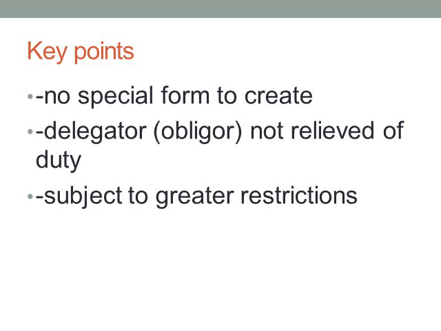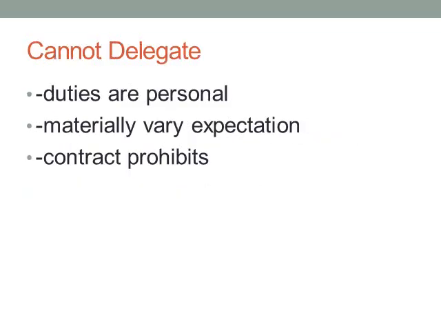So let's talk about some examples. Actually, I'll tell you what cannot be delegated, then we'll talk about the examples. Duties that are personal in nature, if the delegation will materially vary any expectation, and if a contract prohibits the delegation. So this is when you cannot delegate. We'll talk about a bunch of examples here.